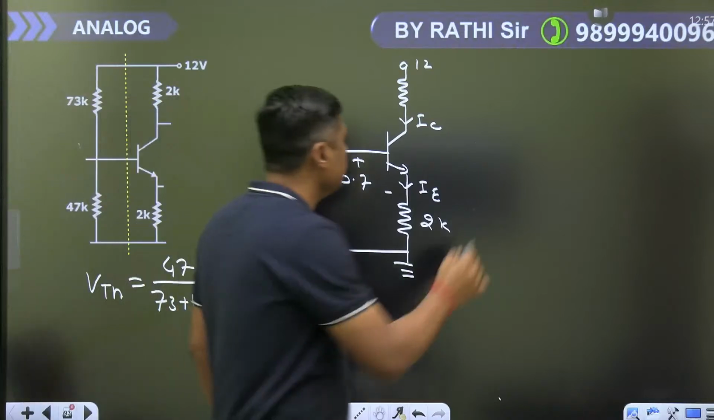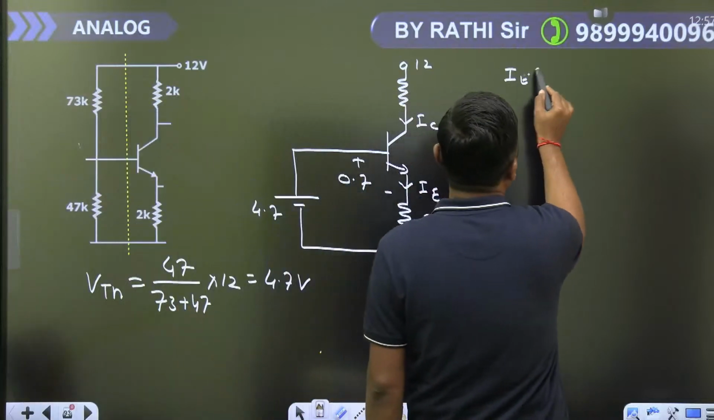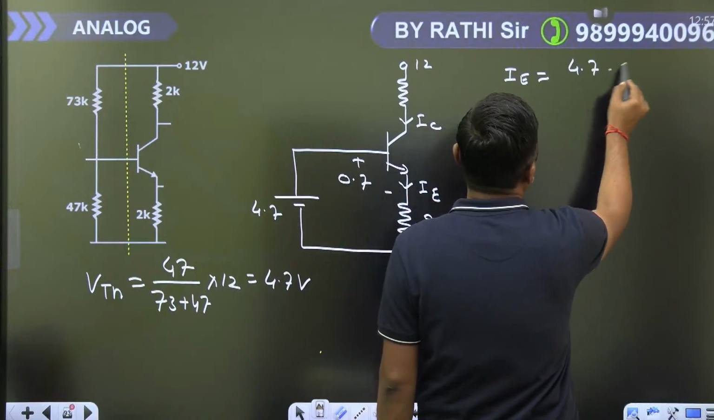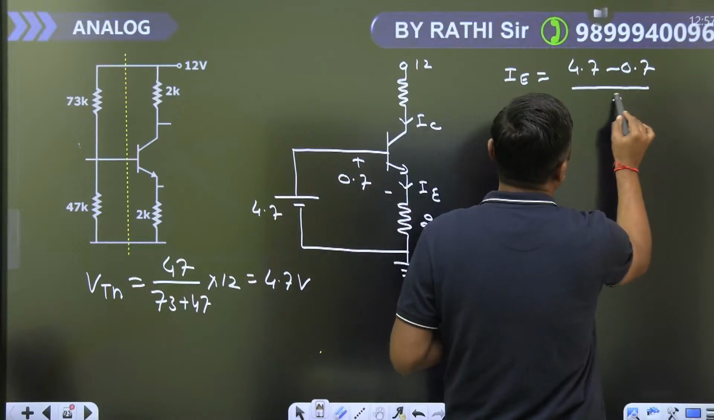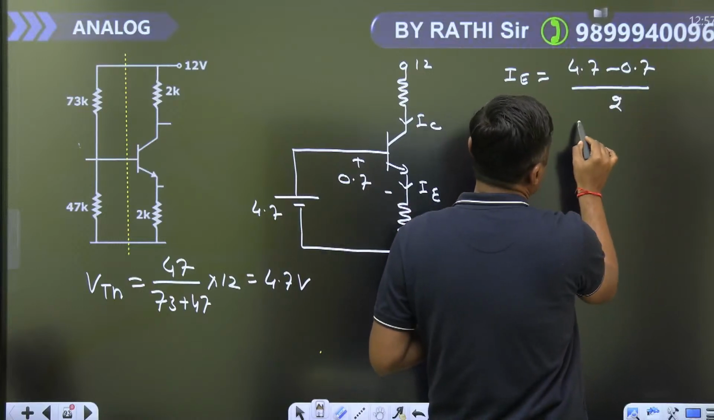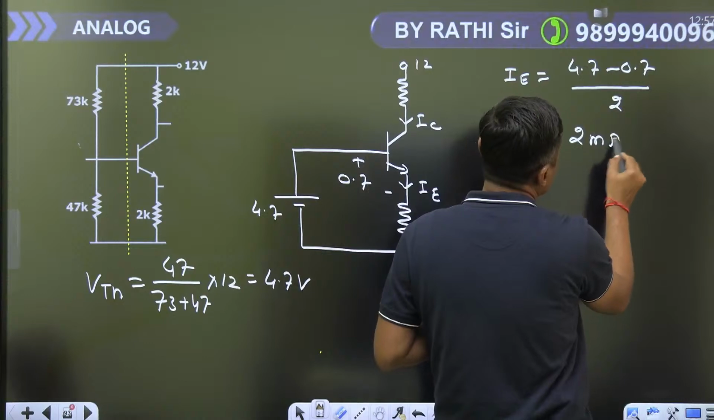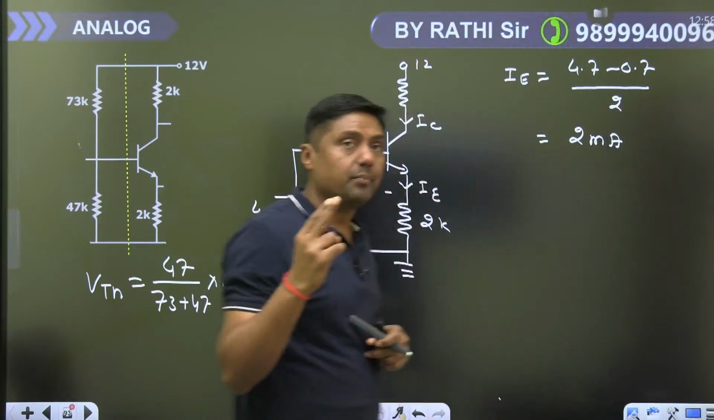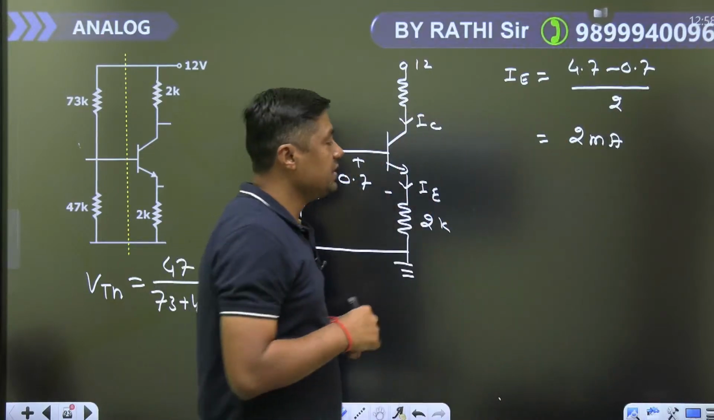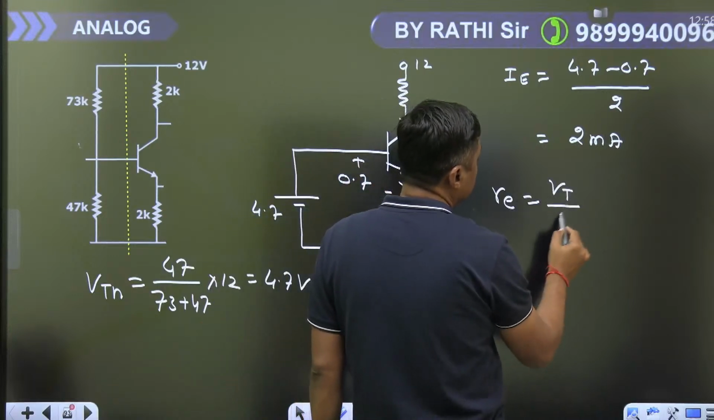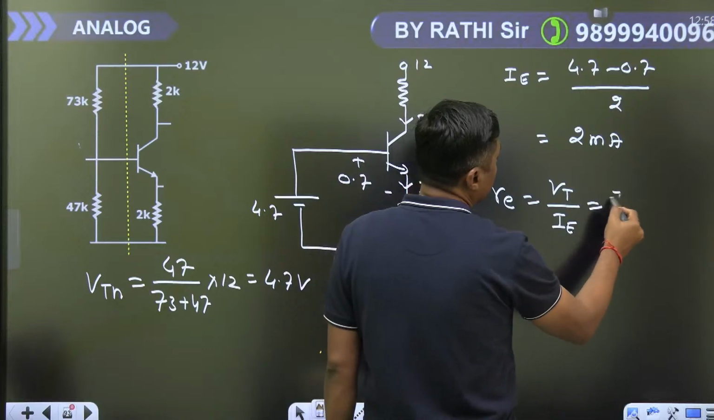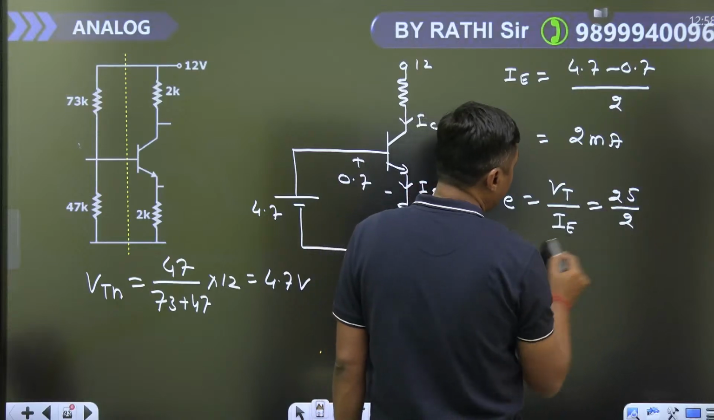You can find I is equal to 4.7 minus 0.7 upon 2. So it will become 2 milliampere. Once you have the value of I, you can find the RE. VT upon I, 25 divided by 2, 12.5 ohm.